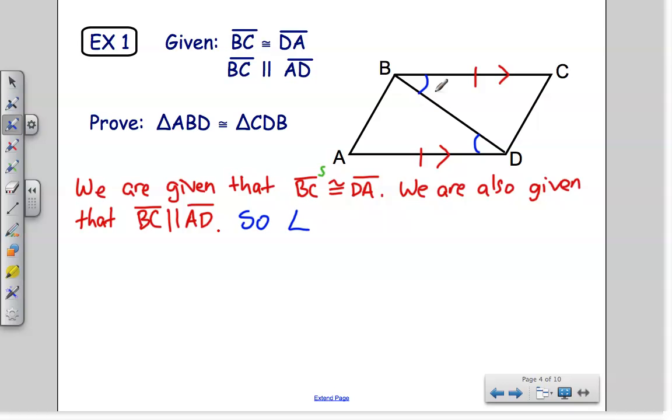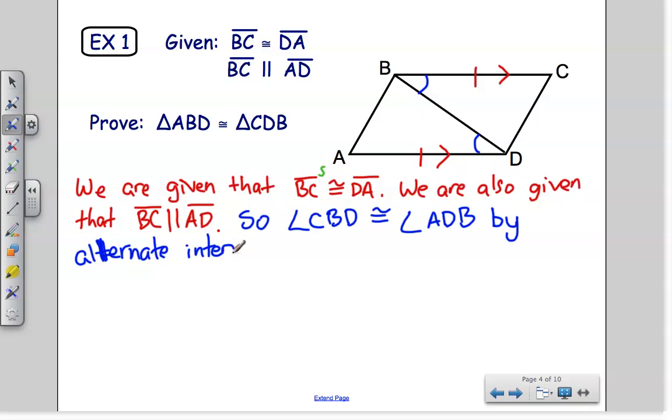And I'm going to name those angles. I have to be careful. I can't just say angle B. I would have to say angle CBD. So angle CBD is congruent to angle, I'd have to name this ADB, because they are alternate interior angles, by the alternate interior angles theorem. Look at that, now we have a pair of angles congruent.